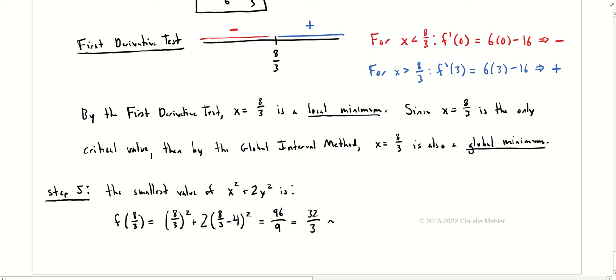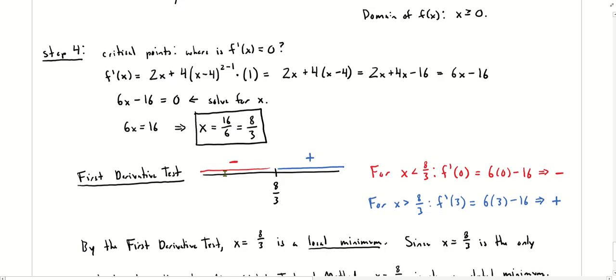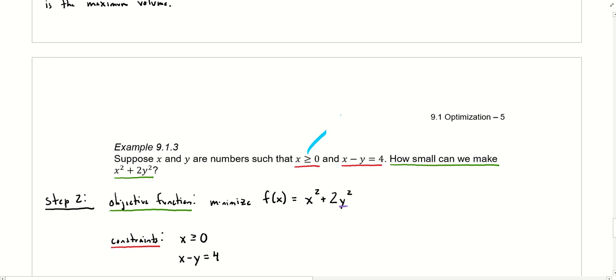You can leave it like that, or if you want what this is approximately as a decimal, we get 10.6667. So 32/3 or decimal approximately 10.6667 is the smallest value of x squared plus 2 times y squared given these constraints. X has to be positive and x minus y has to be 4.